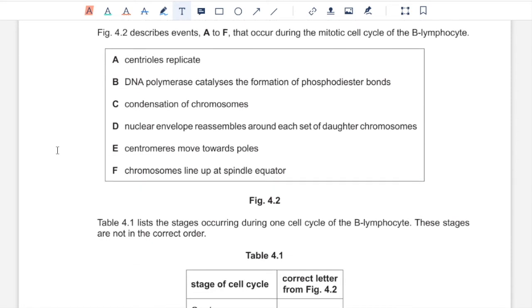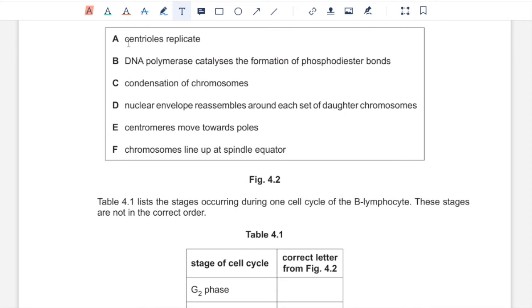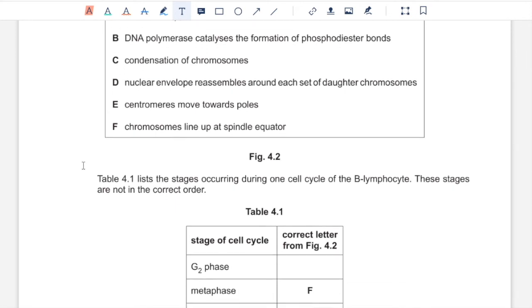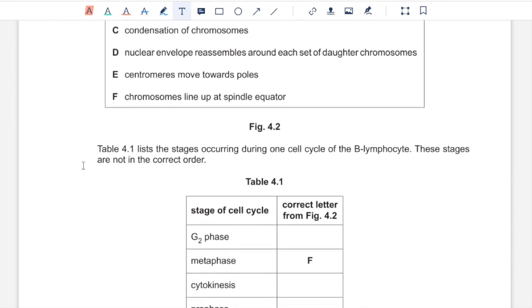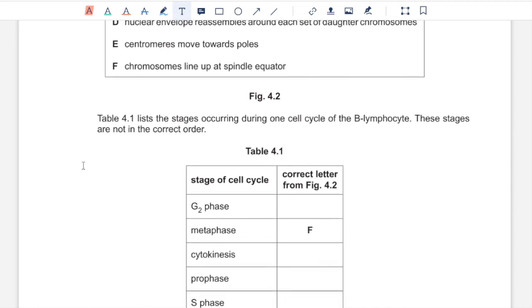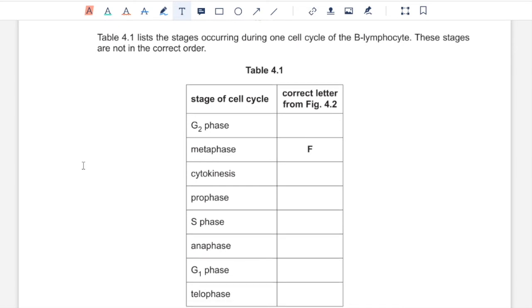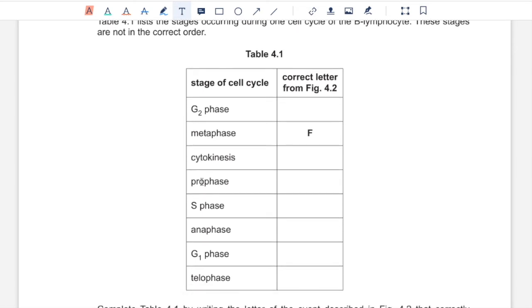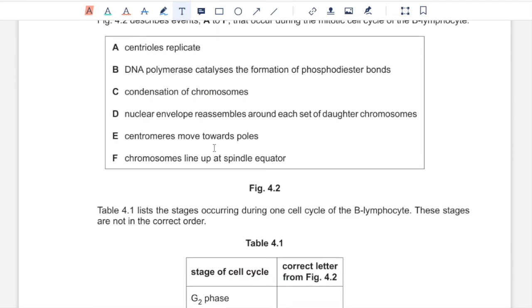Figure 4.2 describes events A to F that occur during the mitotic cell cycle of a B lymphocyte. So you have these events which are not in order. Table 4.1 lists these stages occurring during one cycle of a B lymphocyte. The stages are not in correct order, and you're supposed to match the letter with the stage that occurs.